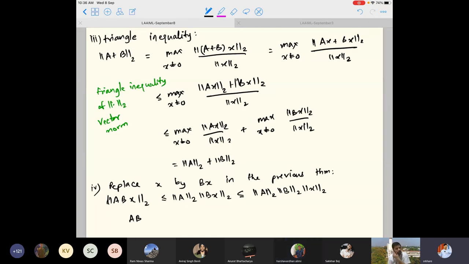And this last property is nothing but maximum over x not equal to 0 of norm of ABx divided by norm of x. So this is less than or equal to norm of A into norm of B. We already proved this, okay, so that's what helps us. Using this fourth property, we can actually prove that this is happening. Is that okay?